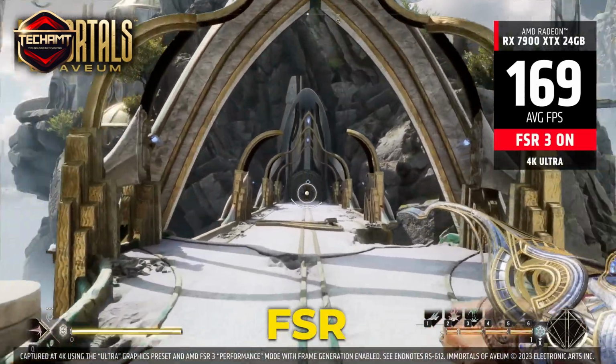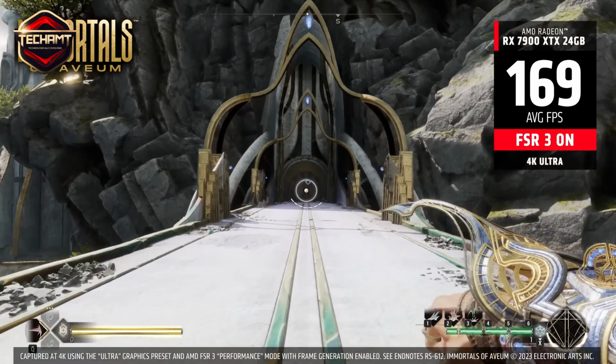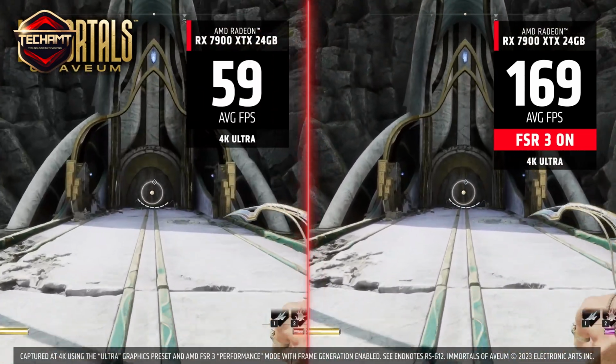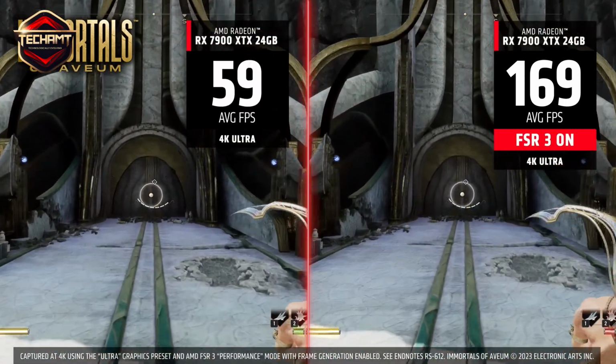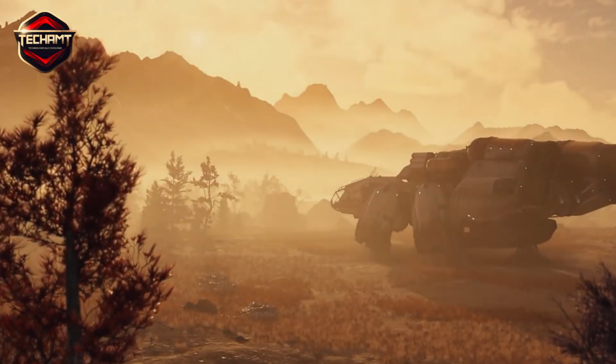AMD has a similar feature called FSR. It doesn't rely on tensor cores and is open-sourced, which means you can use it on NVIDIA cards as well as older GPUs. But it doesn't always give the same performance because of possible optimization issues.